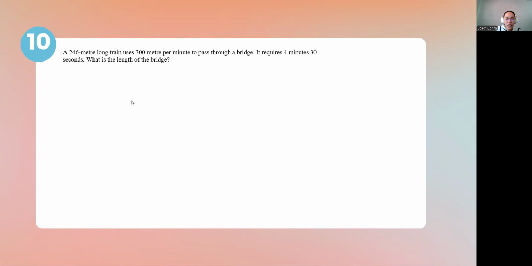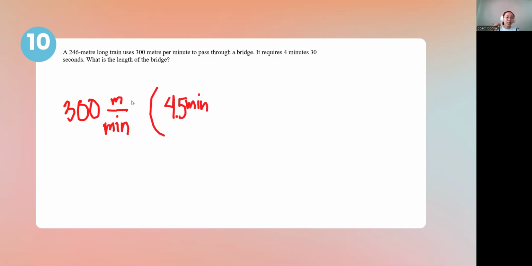So 300 meter per minute pass through the bridge, and then it only requires 4 minutes and 30 seconds, or that's 4.5. Half a minute, 30 seconds is half a minute, so we could say 4.5. So the number of meters is 300 times 4.5.